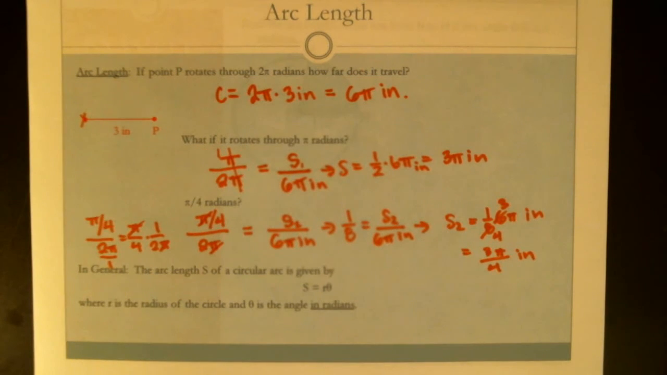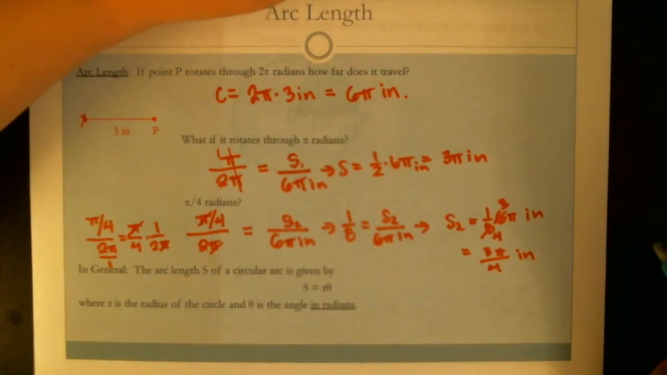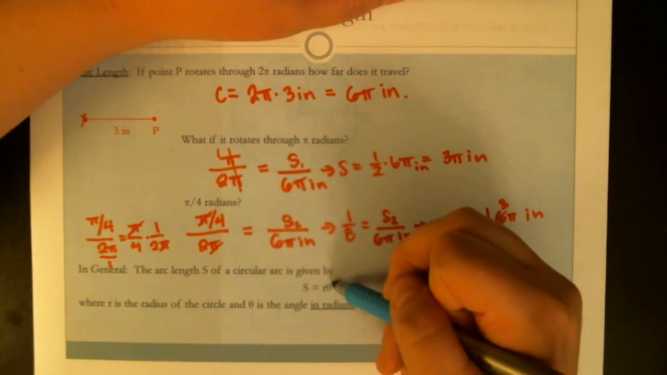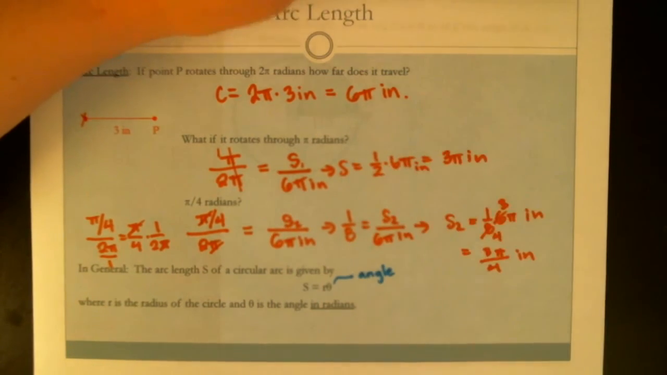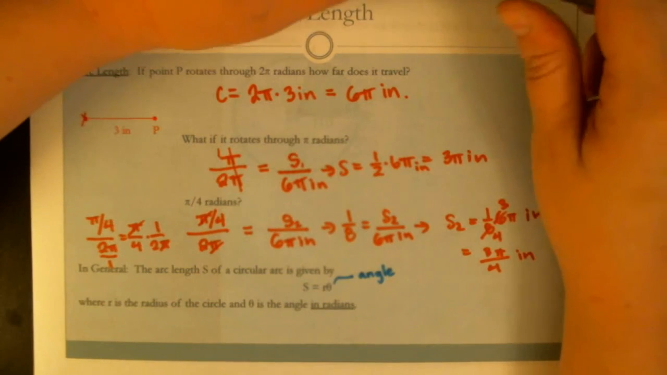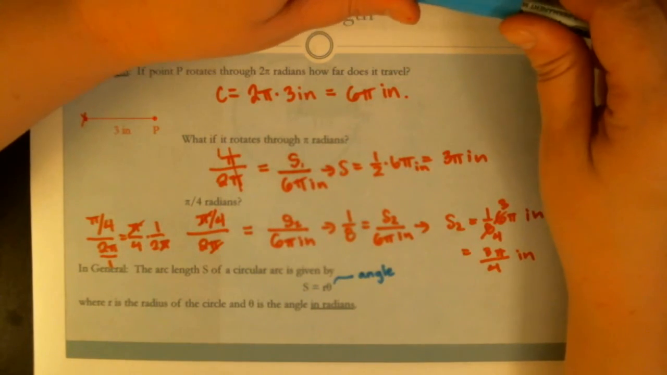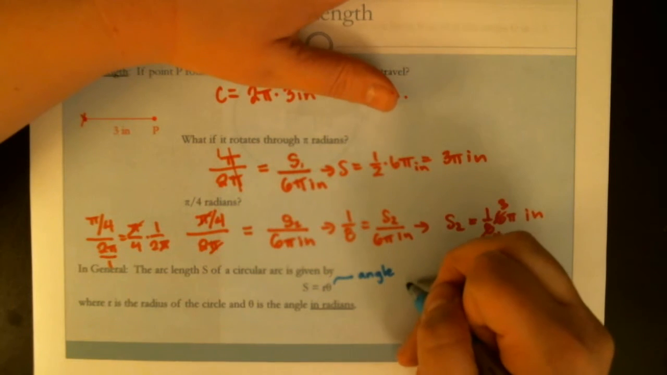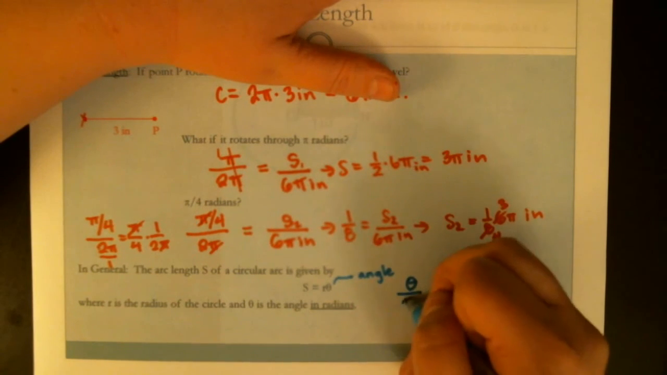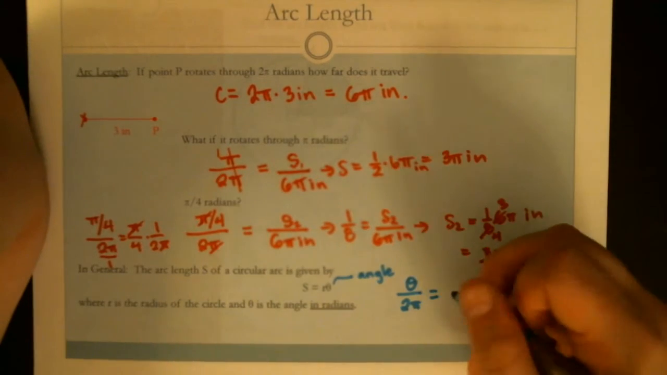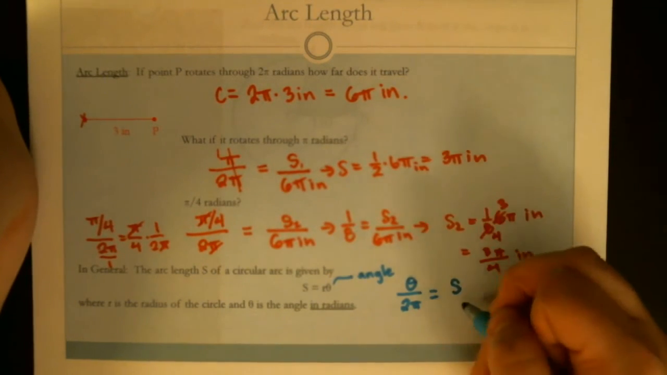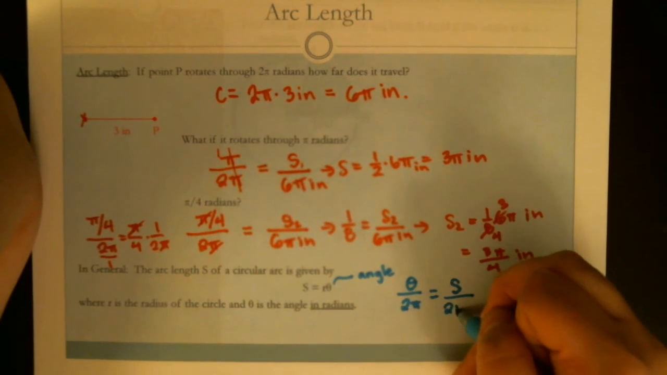Okay, so I'd like to generalize just a little bit. Here, we'll switch colors so you can see. In general, if I've gone theta radians, if that's my angle, and it really does have to be in radians, just a heads up for later in the quarter, degrees won't work in this formula. So if we've gone theta radians out of a full rotation of 2 pi, that should be proportional to our arc length divided by 2 pi r.